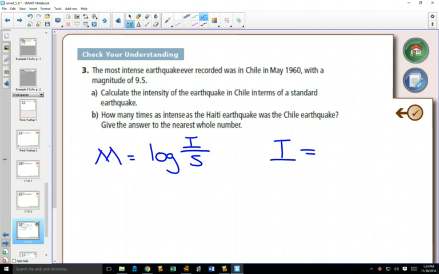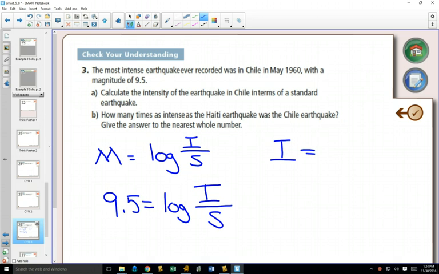S could be on the other side of the equation, because we don't have a number for S. S is just the measurement of a standard. So we're wanting to solve for I. I is inside of our logarithm. We put the numbers in that we know. The magnitude was 9.5. We want to solve for I, and we're going to write it in terms of S. How do we solve equations where something is inside of a logarithm? We had four steps, right? The key step was the second one, where we changed it to exponential form.